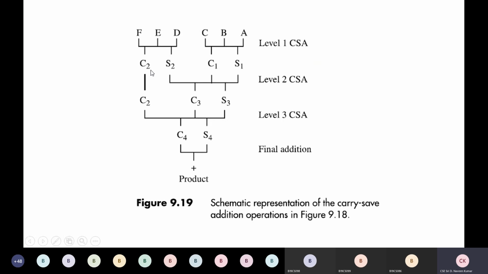So this is a diagrammatical representation. First A, B, C are added, and we get their sum and carry separately, S1, C1. This happens in level 1. Similarly, D, E, F, the 3 summands are added. There we get their sum and their carry separately. Next we added S1, C1, S2. These 3 we added. We got their sum and their carry separately, and next we had taken C2 here, and next in level 3 we considered all the 3 and we had written their sum and their carry separately. And finally, this is the normal addition we had done in the final addition, and we got the product.